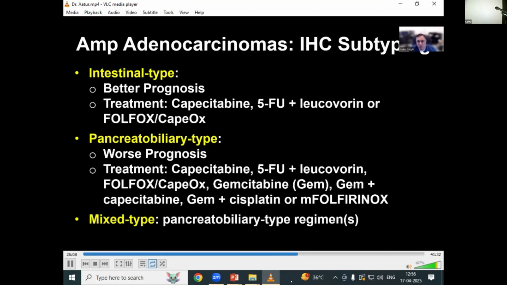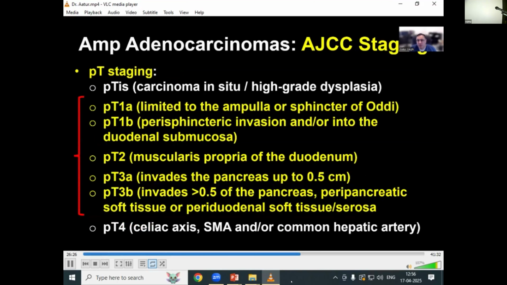Now, lastly, it's also important to mention that mixed type adenocarcinomas are often treated similar to pancreatic biliary type adenocarcinomas for the same reasons I mentioned before, that mixed type adenocarcinomas are often predominantly pancreatic biliary and only a minority of intestinal type areas are present. But subtyping an ampullary adenocarcinoma is only really half the battle.